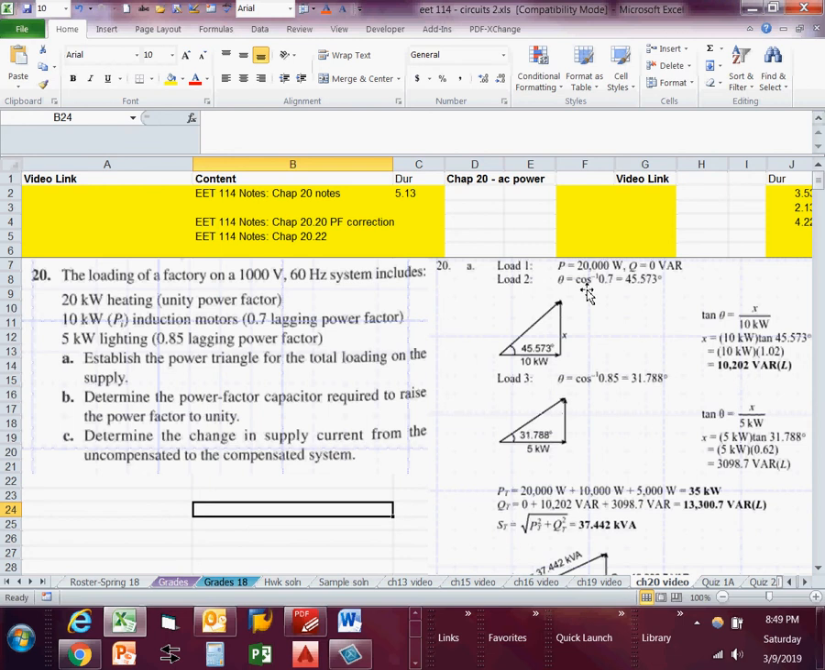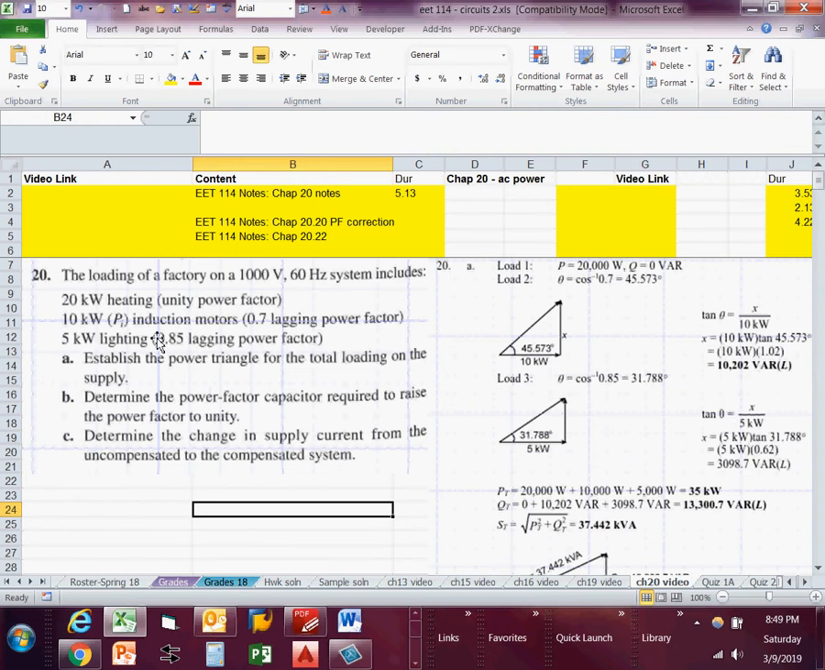The angle equals inverse cosine of 0.7 equals 45.573 degrees. So this is the angle here. X is what you're looking for, which is Q for this load. And then P was given as 10 kilowatts. So the inverse tangent of Q divided by P equals, you can find X that way, which is also Q. And it ends up being 10,202 vars inductive.